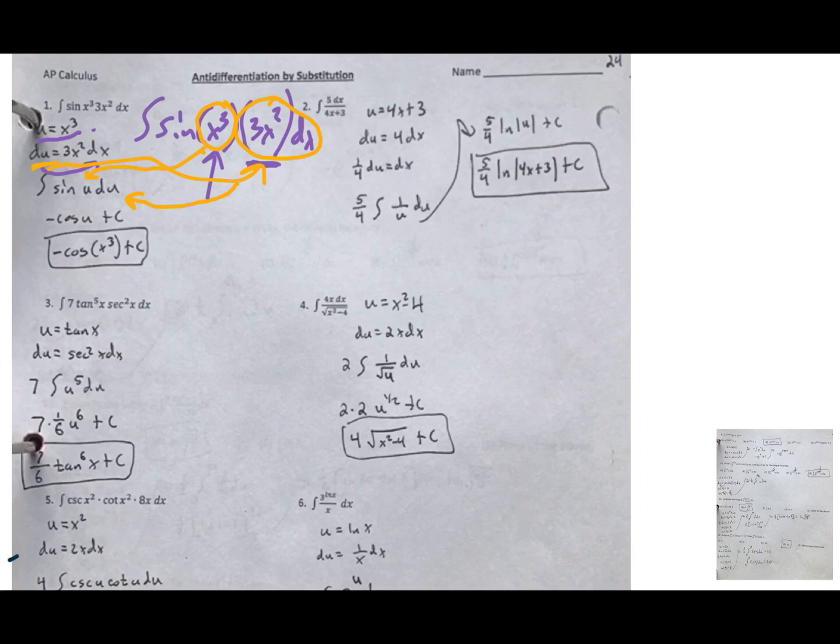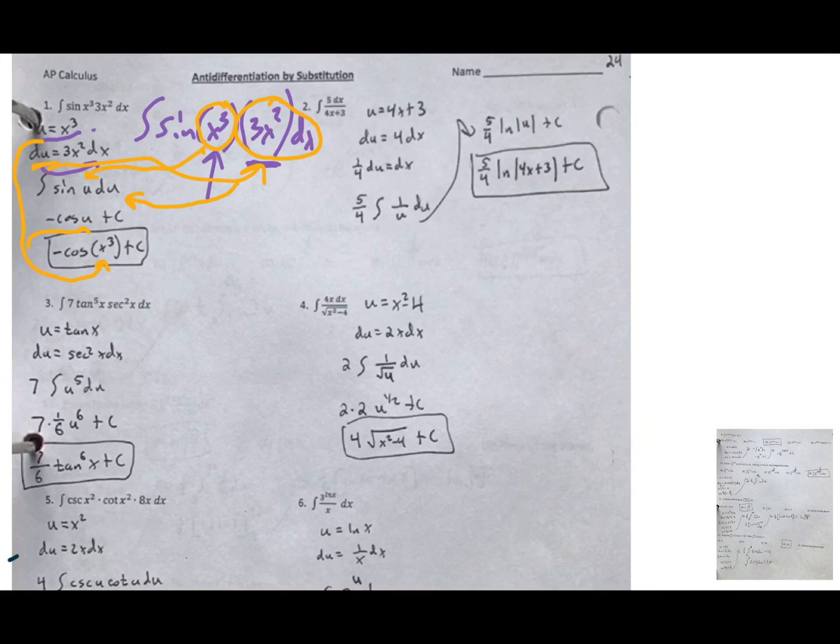Now I can integrate sine u du, and I get negative cosine u plus c. I have to go back to my x variable, so I recognize u was x cubed, and now I'm going to replace that u with the x cubed that it's equivalent to.